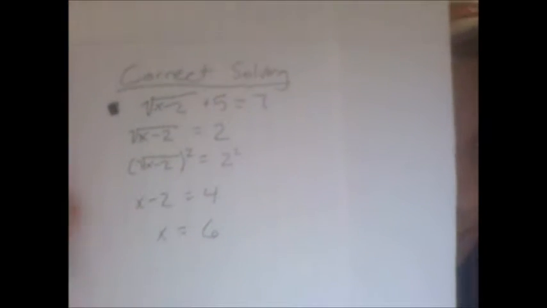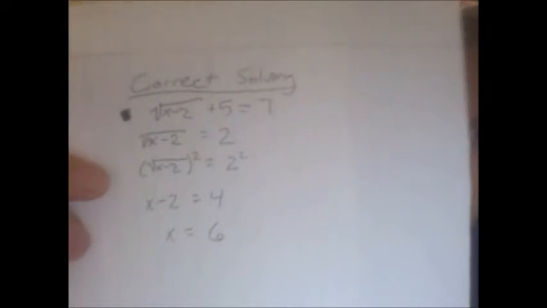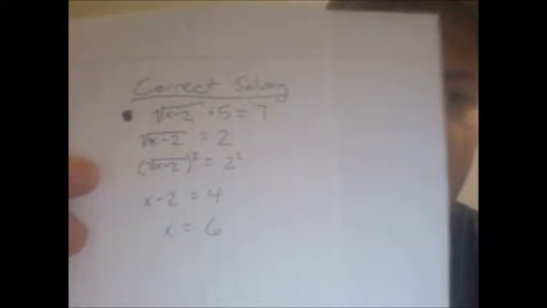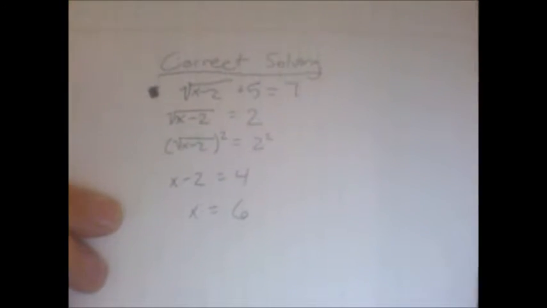So in order to correctly solve the problem, one would have to go to the point where they subtract 5 from both sides and then square both sides, doing the opposite of a square root, creating x minus 2 equals 4, and then the final solution of x equals 6.